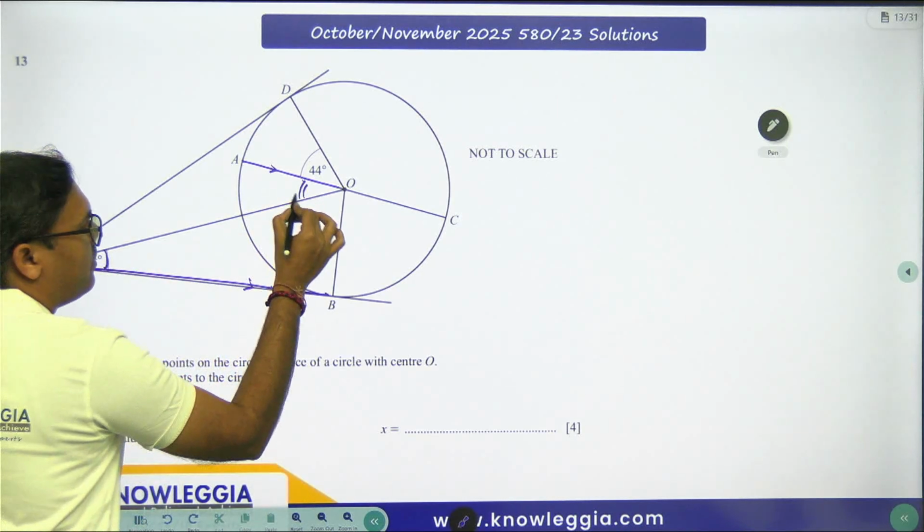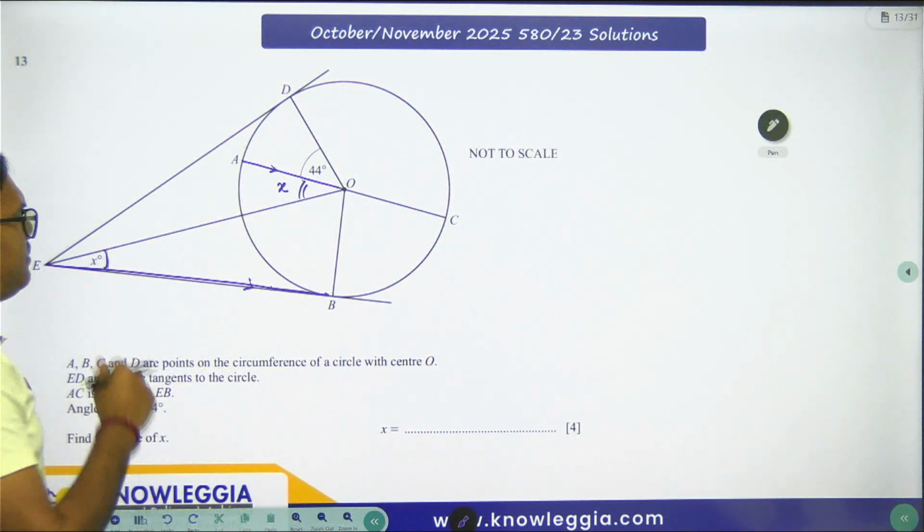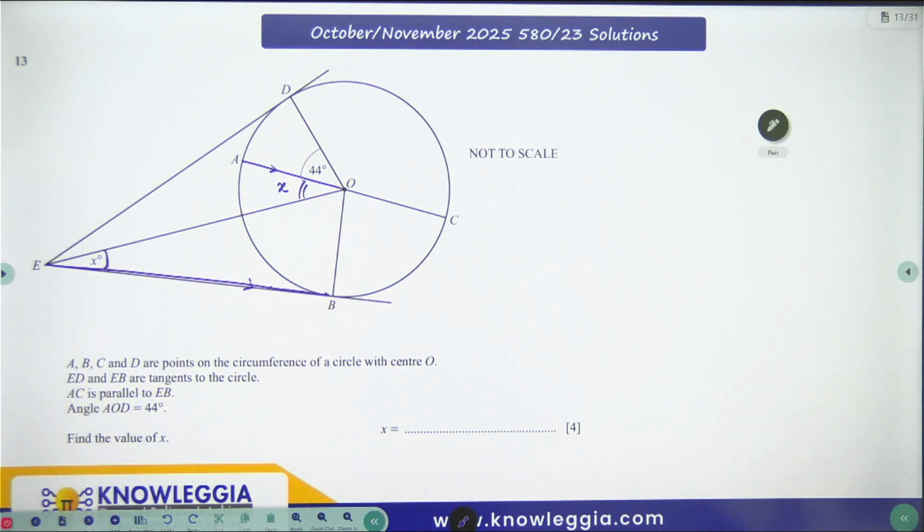Then this angle will also be equal to X. I hope this makes sense, because these are alternate interior angles, that means this is equal to X degrees. Okay. Now, it is given that this angle is 44, you have to find X.